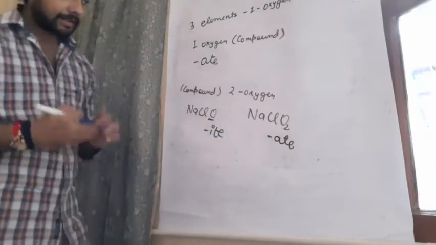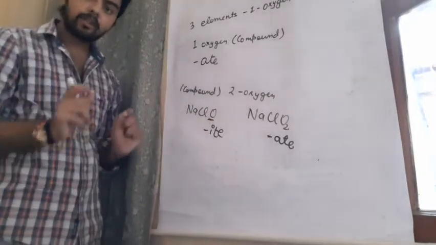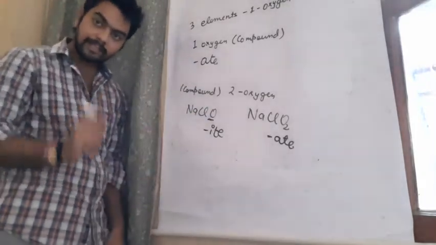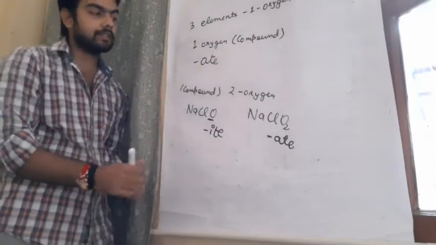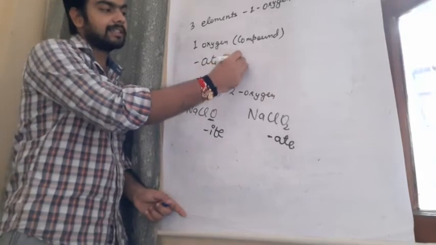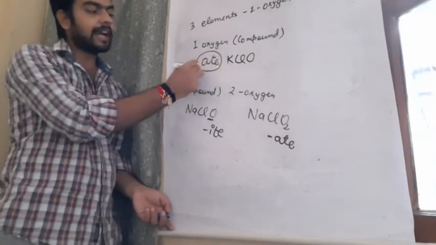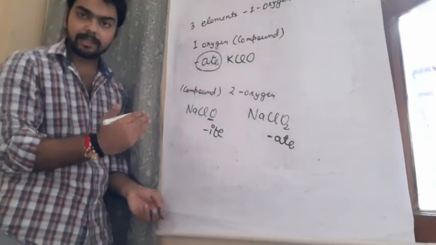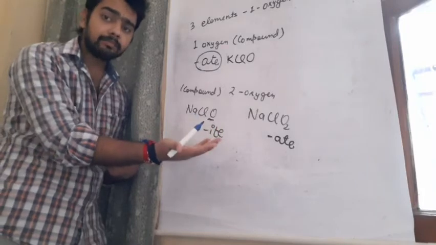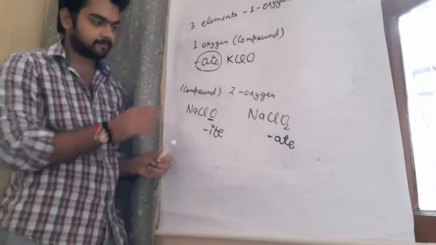Okay, let me tell you again. When we have three elements and one of them is oxygen, and there is only one compound with oxygen, for example if we have KClO only, then there is no problem, only ATE will be added as a suffix along with its name. Suffix means which is added at the end, जो बाद में लगता है. अगर हिंदी में बात करें, so that will be known as उपसर्ग.